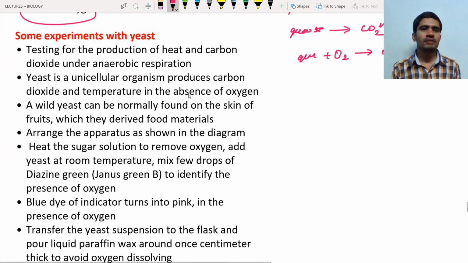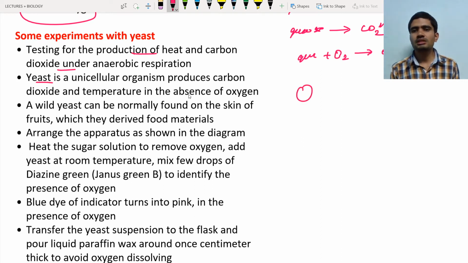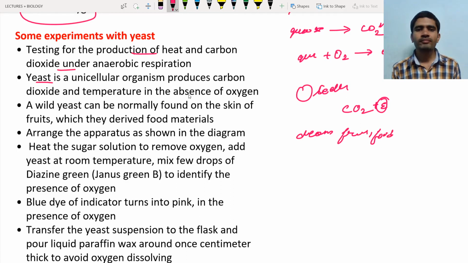Now, some experiment with yeast. In this activity we are going to do one experiment to test for the production of heat and carbon dioxide under anaerobic respiration. We know that yeast is a unicellular organism, which means it is made up of only one cell, and it produces carbon dioxide plus energy during anaerobic respiration. You can get wild yeast. Wild yeast means yeast that grows in garbage, decomposing fruit peels, or some food material.